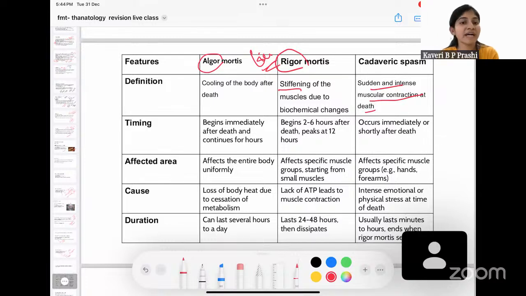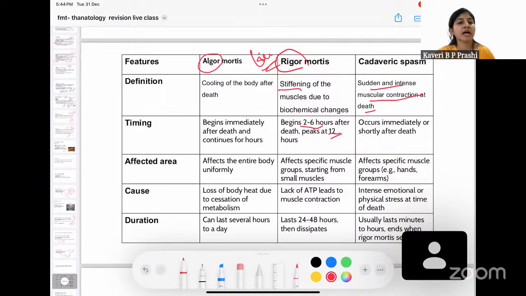Now coming to timing. So when does algor mortis begin? Begins immediately after death and continues for several hours. Whereas rigor mortis, that is stiffening, is going to begin 2 to 6 hours after death, and it's going to peak, or the maximum rigor mortis or stiffening is seen at 12 hours. Coming to cadaveric spasm, occurs immediately or shortly after death.